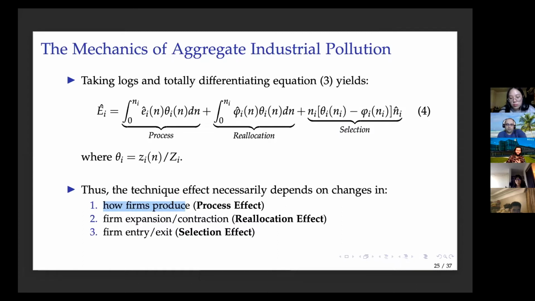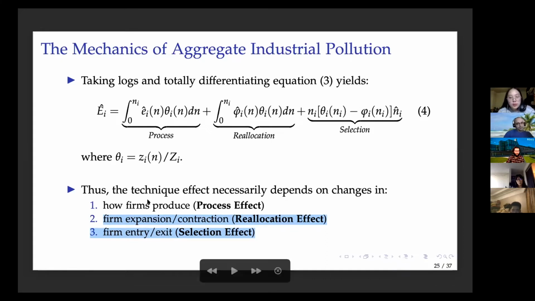So the basic idea here is we have two ways in which the composition of the industry could change, either because some firms are exiting or new firms are entering that look different than the average firm in the industry beforehand, or we're changing the weight we give to each firm in terms of the amount of activity they account for in the industry, and that is causing the composition to change in a way that makes the industry less pollution intensive, or firms are simply producing in a way that creates less air pollution.